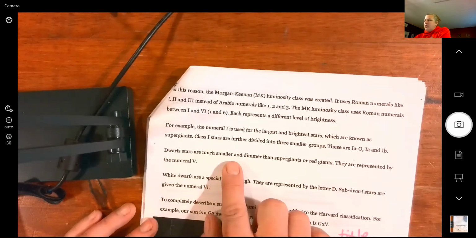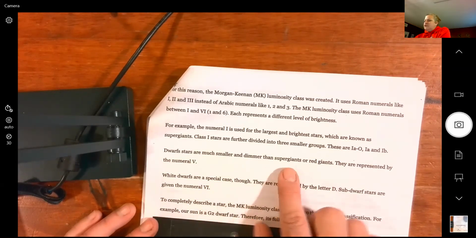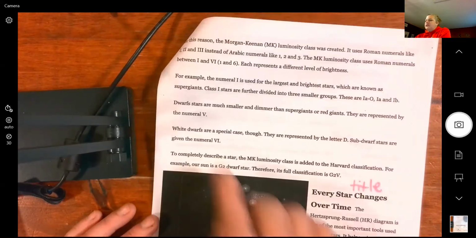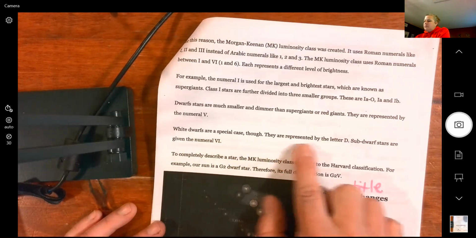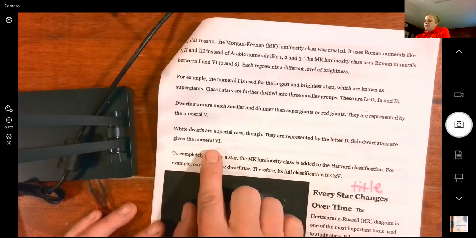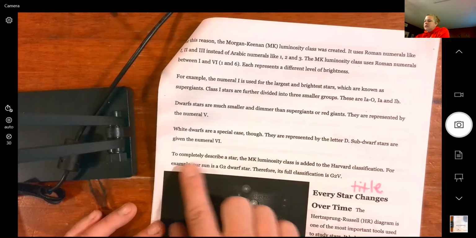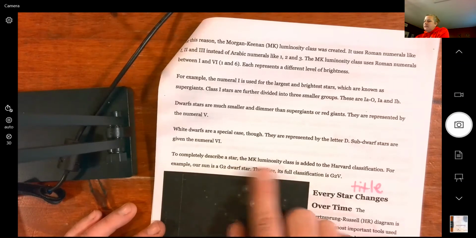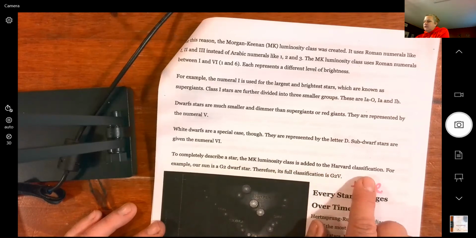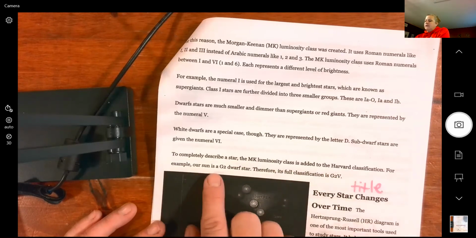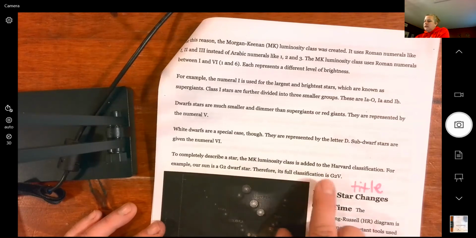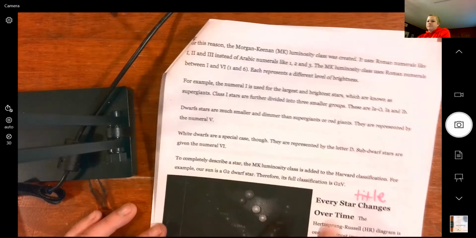Dwarf stars are much smaller, and the giants, they're represented by the number V. White dwarfs are a special case, though. They're represented by the letter D. Subdwarf stars are given the Roman numeral VI. To completely describe a star, the MK luminosity class is added to the Harvard classification. For example, our sun is a G2 dwarf, therefore its full classification is G2V.